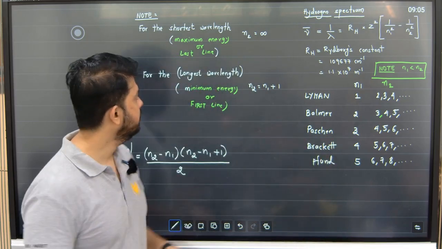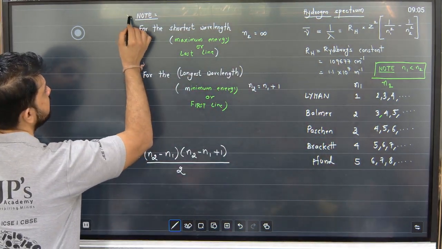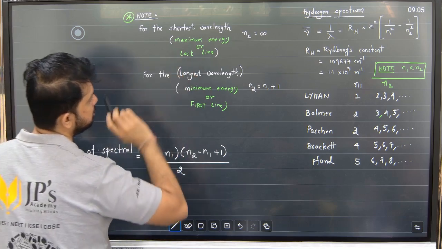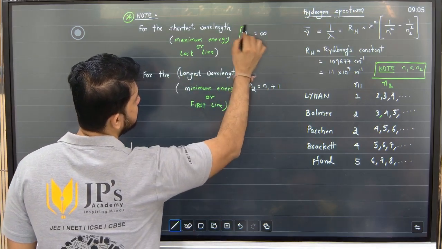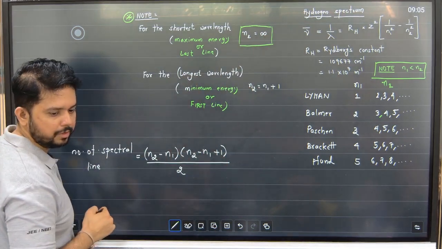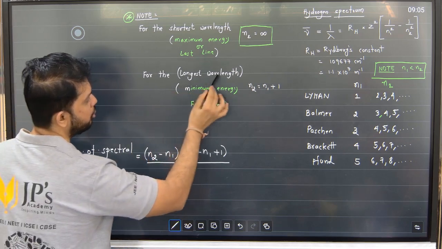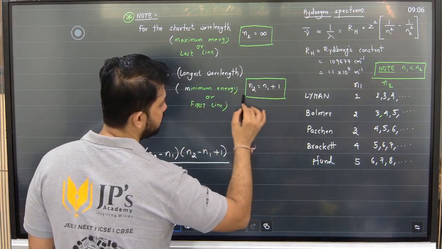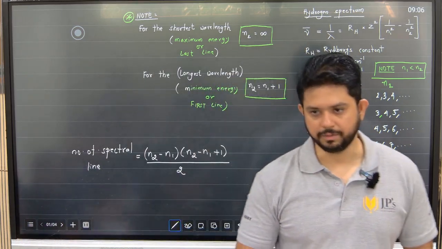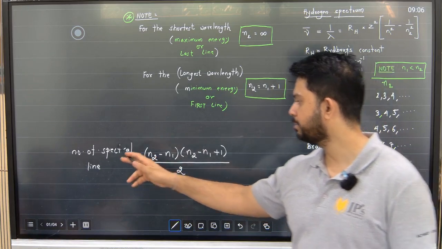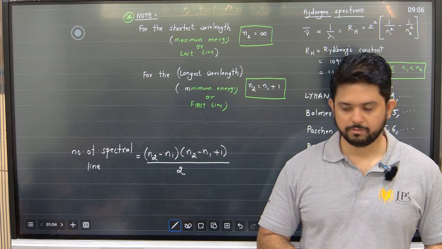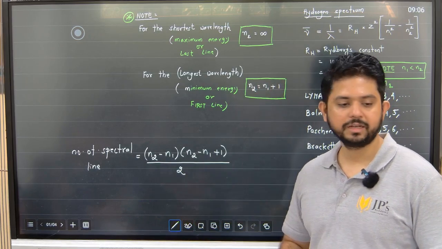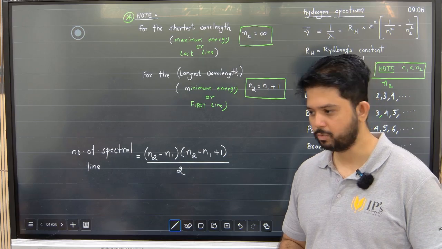Okay. Then these two points people have to remember, that whenever we have to calculate the shortest wavelength or the wavelength for last line, what will the value be for N2? N2 will be infinity. And when we have to calculate longest wavelength, minimum energy or first line, what will be the value of N2? N2 will be N1 plus 1. Lastly, to calculate number of spectral lines for any transition, how many spectral lines will be generated? What is the formula, everyone? N2 minus N1 into N2 minus N1 plus 1 over 2.